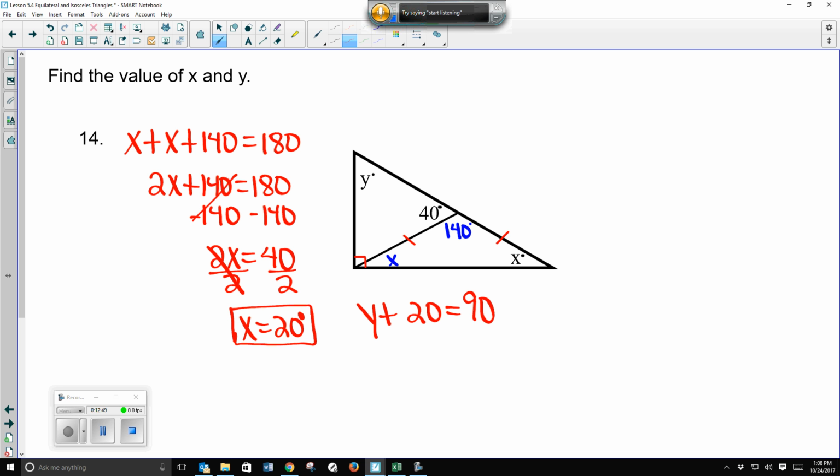So he's saying that 90 plus 20 plus y equals 180. That will give you the same answer as saying that this angle plus this angle equals 90 degrees. So y is equal to, when you subtract 20 from both sides, 70 degrees. Good.